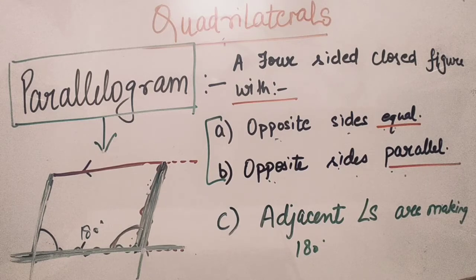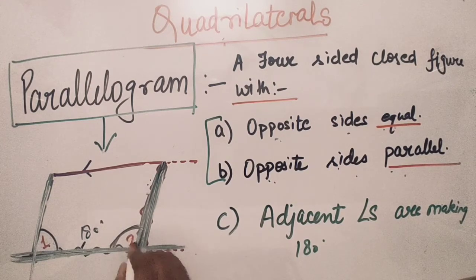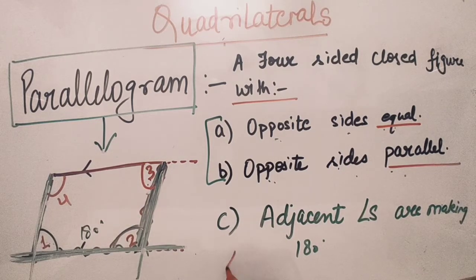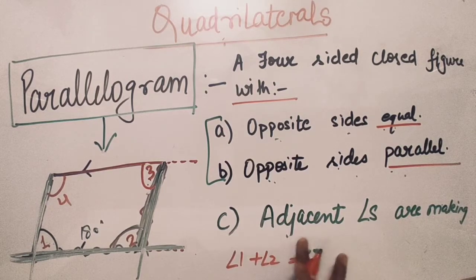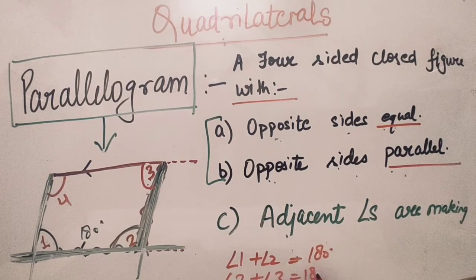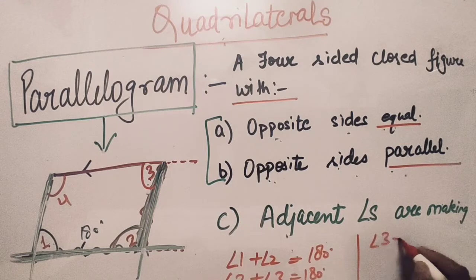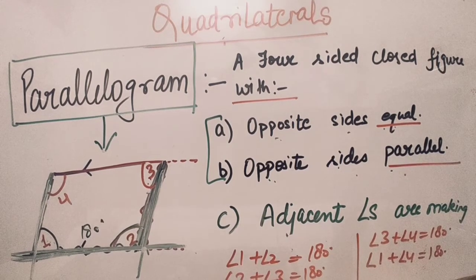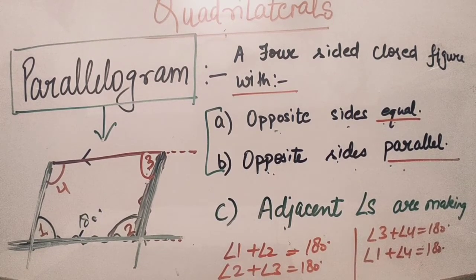So if I give names to these angles, let's suppose this is angle 1, this is angle 2, this is angle 3, and this is angle 4. Here I can say that angle 1 plus angle 2 will be equal to 180 degrees. Angle 2 plus angle 3 will also be equal to 180 degrees. Angle 3 plus angle 4 will also be equal to 180 degrees. And angle 1 plus angle 4 will also be equal to 180 degrees, right? So this is the way I can say that the given figure is a parallelogram.